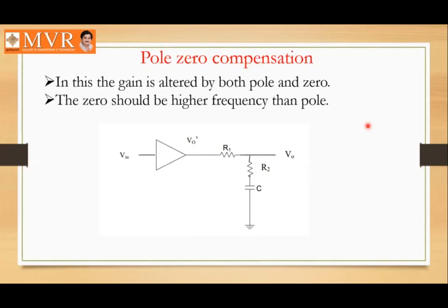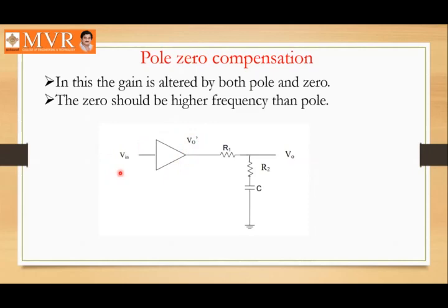By introducing this R2, we are going to introduce one pole as well as one zero. And then the transfer function: this is the circuit in which Vin is the input and Vo dash is the output for the operational amplifier, and Vo is the output for this total circuit. When we are considering the gain of this total circuit, we calculate it by Vo by Vin, and the gain of the op amp is nothing but Vo dash by Vin.